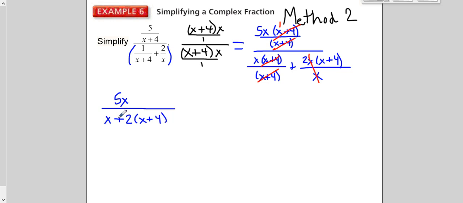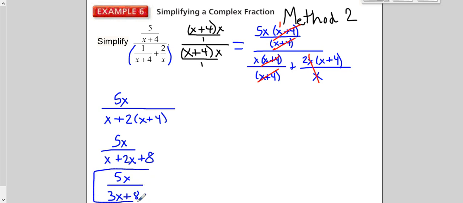Okay, this is not completely factored because of this plus, so we're going to have to distribute, combine like terms. Two x plus x is 3x. And there's our answer. Now, what is x not allowed to be?